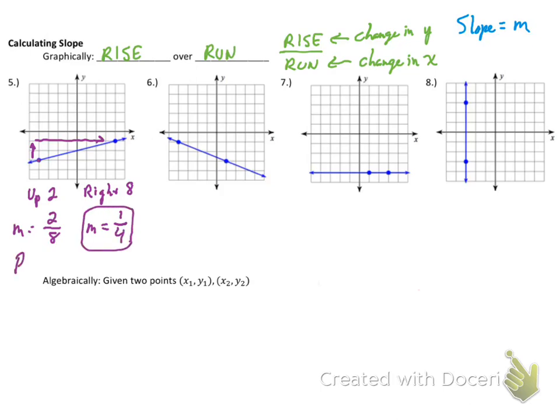Notice this is a positive slope, and a positive slope is going to look like an increasing line. So positive slope, increasing line. If you think about being a person walking on this line, you're going uphill. If your graph is going uphill, you're going to have a positive slope.